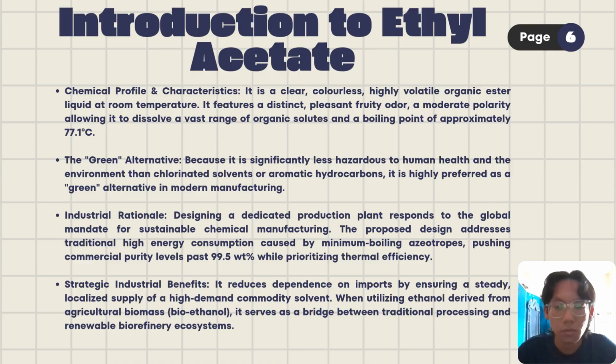Thank you. Alright, now I'm going to give a brief introduction of ethyl acetate. What is ethyl acetate? It is basically a clear, colorless, highly volatile organic ester liquid at room temperature. It features a distinct, pleasant fruity odor, a moderate polarity, allowing it to dissolve a vast range of organic solids, and a boiling point of approximately 77.1 degrees Celsius.